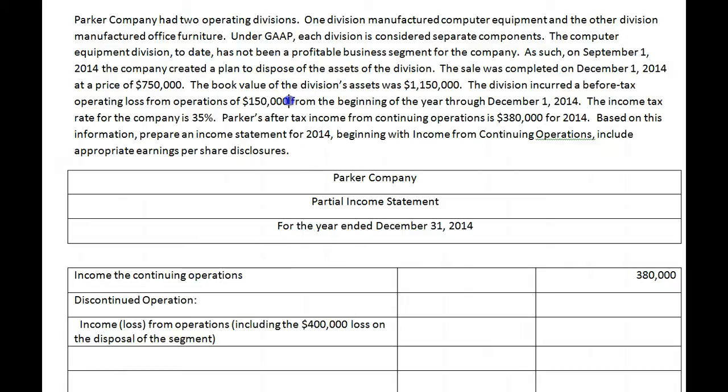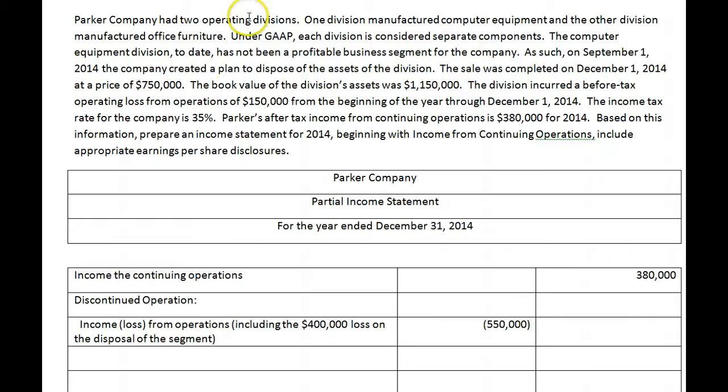So what was the income from operations? Well, the income from the operation of the segment was $150,000. That was a loss. So loss from operations of $150,000. Then you net that with the $400,000 loss on its sale. So in total, for this segment, we would have a loss of $550,000. So remember, if the business segment is sold, you have to include the income from the operations of that segment and any gain or loss on the disposal of that segment.